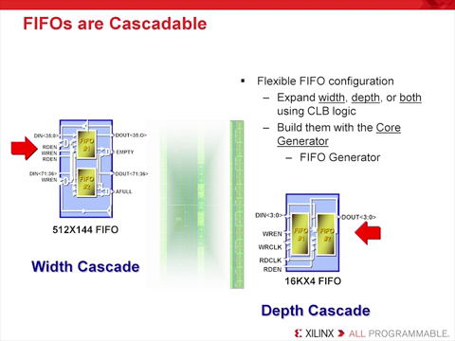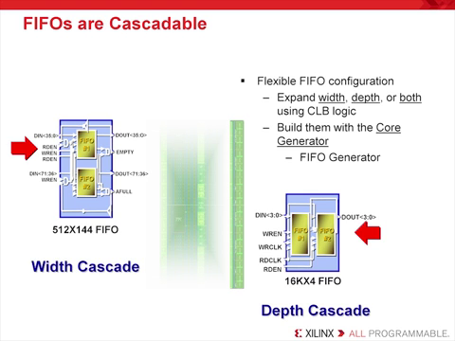Likewise, a 16K by 4 FIFO was built with two block RAMs and their associated FIFO logic. Now this could be the same two block RAMs or two different ones, it doesn't really matter. All the block RAMs have the same ability to configure to different sizes. All of these configurations can be built when you build your FIFO with the core generator, that is the utility commonly called the FIFO generator.